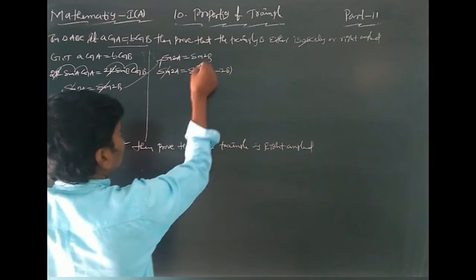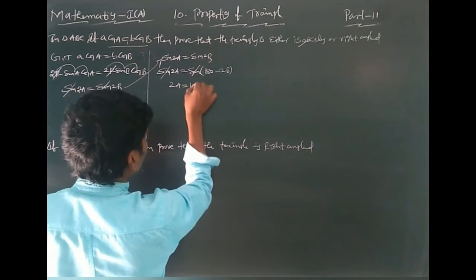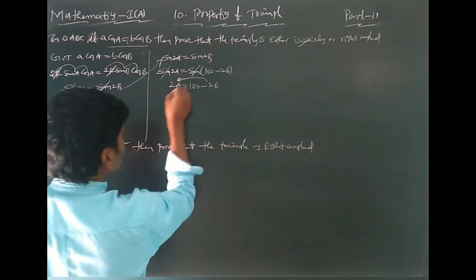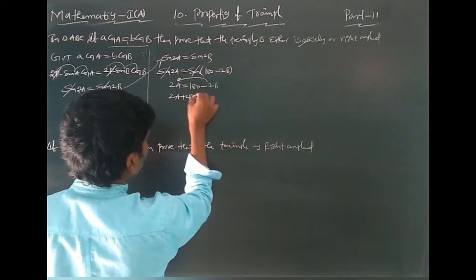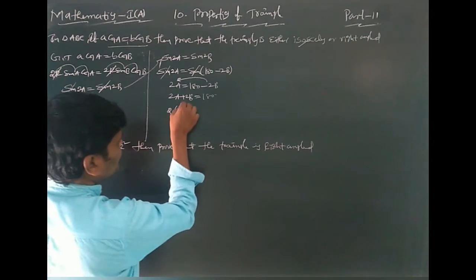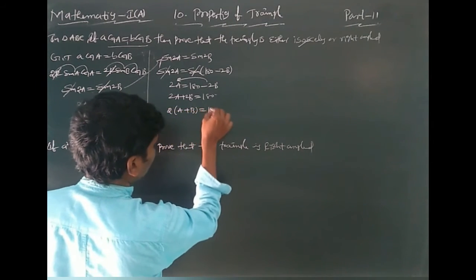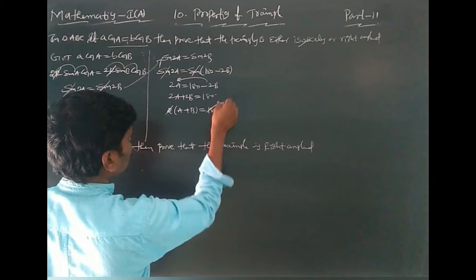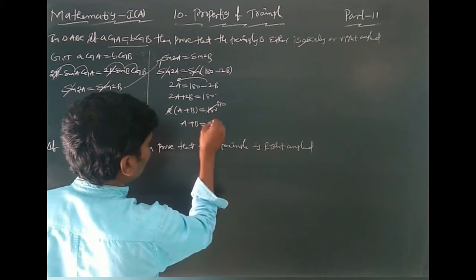Then sin on both sides cancels. 2A equals 180 minus 2B. Then 2A plus 2B equals 180. Take 2 common here: 2 into (A plus B) is equal to 180. Then 2 ones are 2, 2 nines are 18, so A plus B equals 90 degrees.